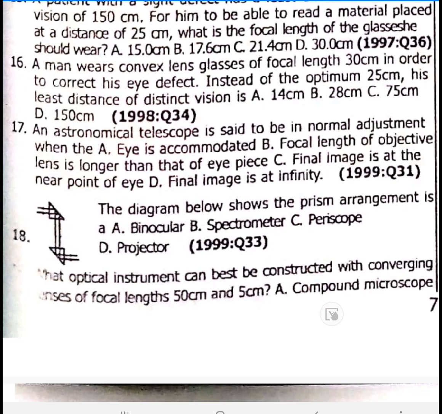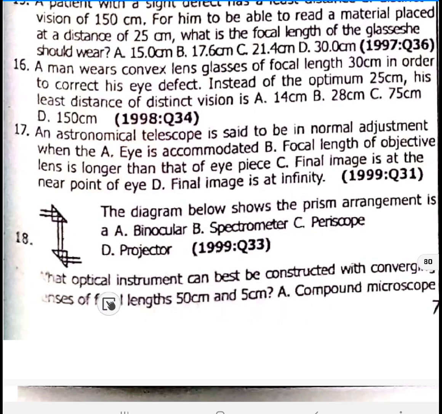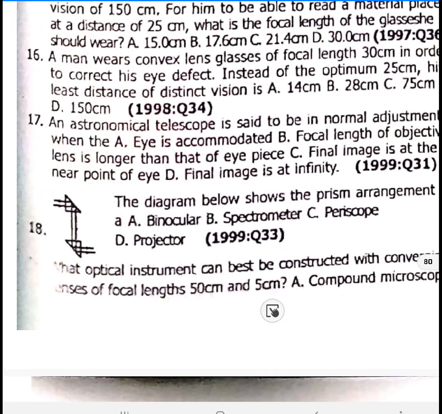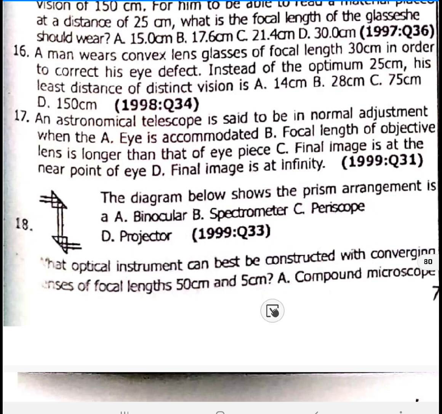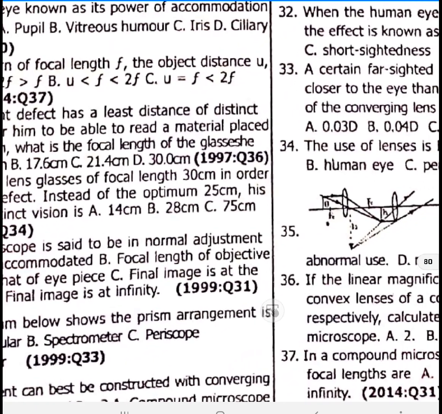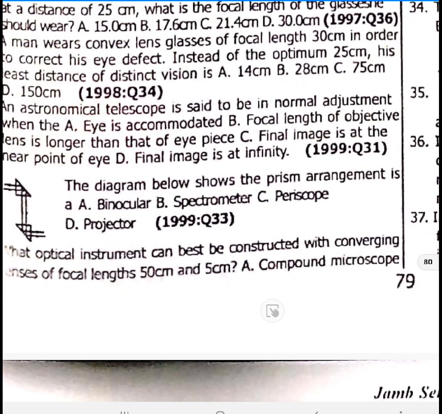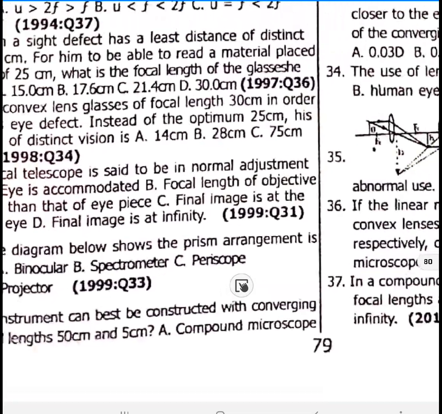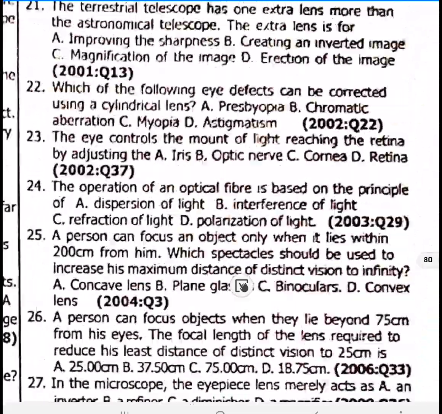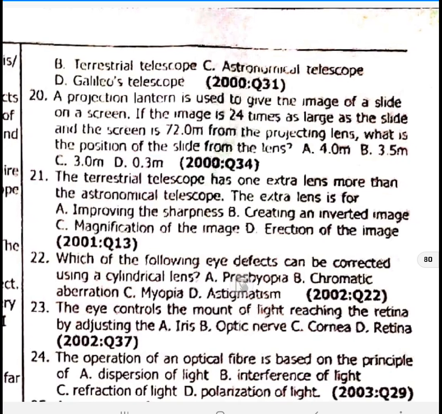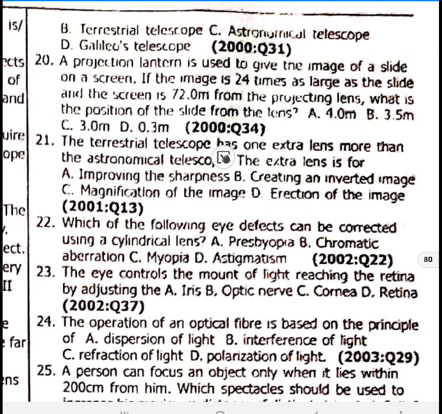Unlike a prismatic periscope, that one has a slight difference. 19. Okay, compound. What optical instrument can best be constructed with converging lens of focal length 5 centimeters, and that one has to do with calculations. If you divide 50 divided by 5, you will be getting not compound microscope. Actually, astronomical telescope would work there.